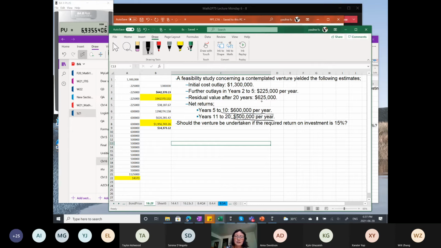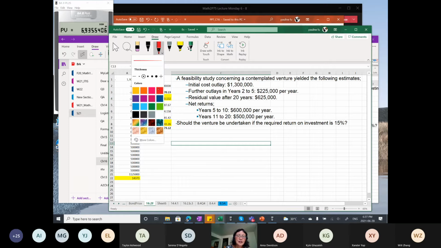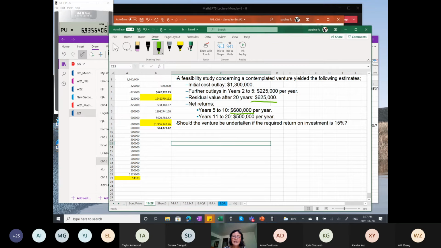I'll try to use colors here. Money in, that is the good thing, so maybe use green. Okay, this is money in. Why is it still giving me red? Let me try red, green. Okay, so this is money in, money in, money in.